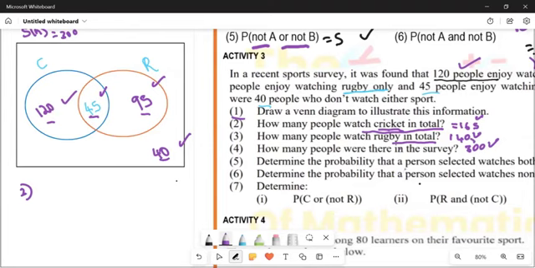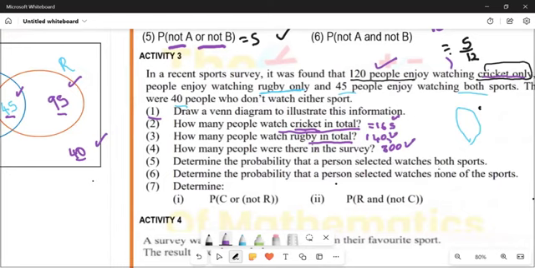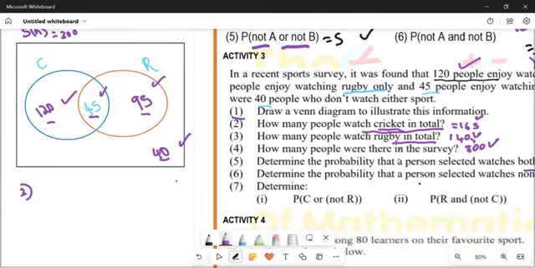Then we start to talk about probability. Determine the probability that a person selected watches both sports. How many people watch both sports? 45. So the probability that they watch both is going to be given as 45 all over 300. And then what do you get as a simplified answer? 3 all over 20. It's 3 all over 20. This one will give you 2 marks.